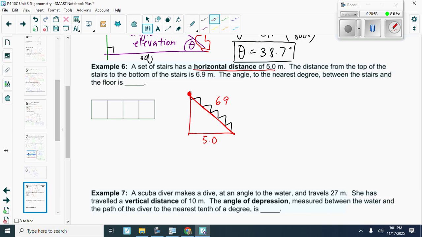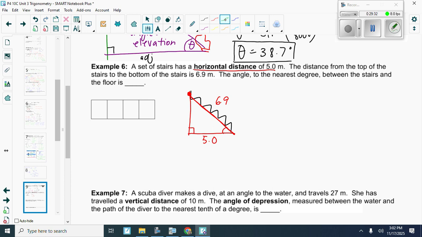Now it says the angle to the nearest degree between the stairs and the floor. That's the angle I'm interested in. If I was at the bottom of the stairs, I would have to look up to the top of the stairs. This is my angle of elevation. Sometimes that's what they'll say, find the angle of elevation. Other times they'll just describe it this way, the angle between the stairs and the floor. I'm just trying to give you different words for the same thing.